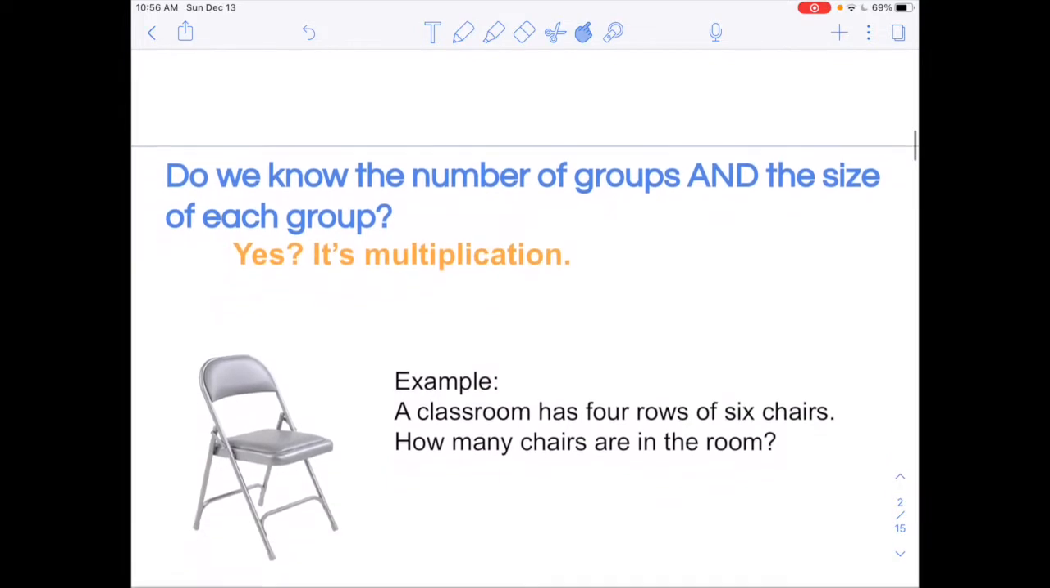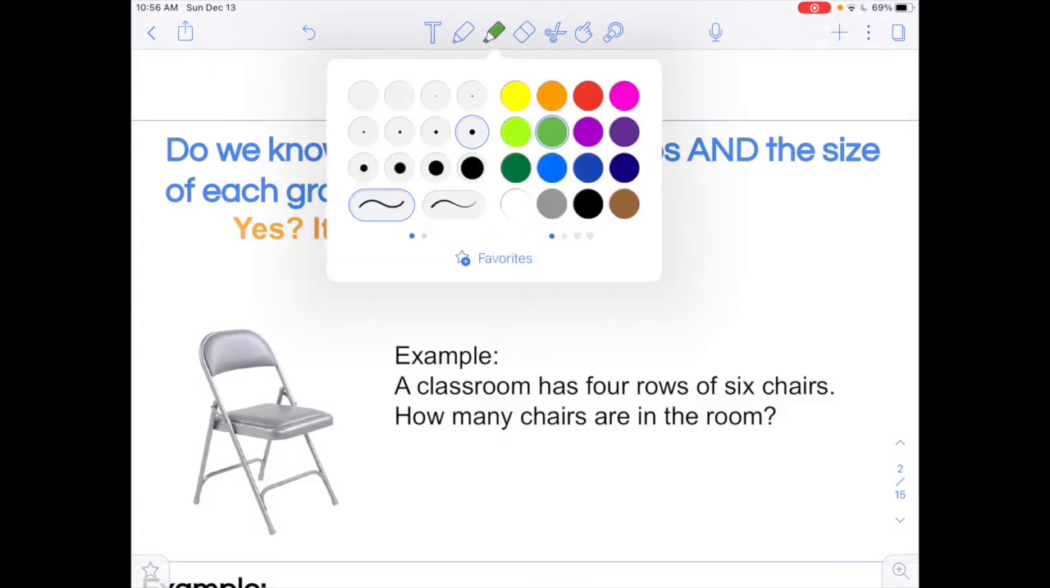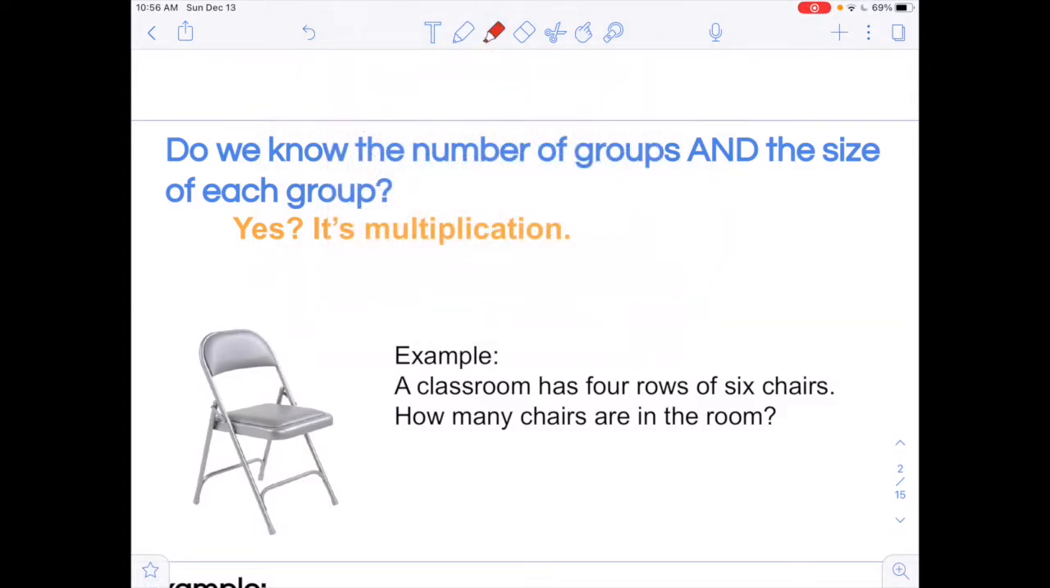The easiest way to determine if a problem is multiplication or division is to ask yourself this question up on the top. Do we know the number of groups in the problem, and do we know the size of each group? If the answer is yes to both of those, then it's multiplication.